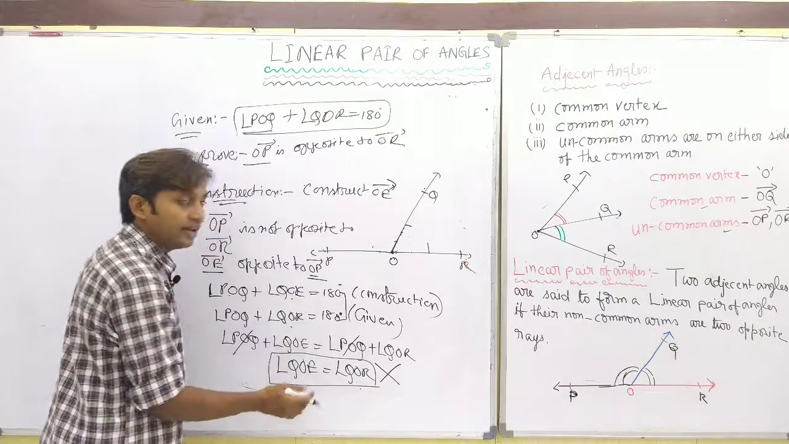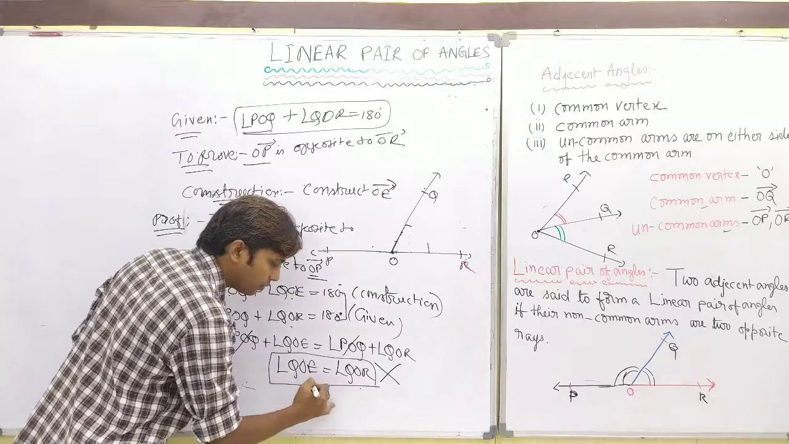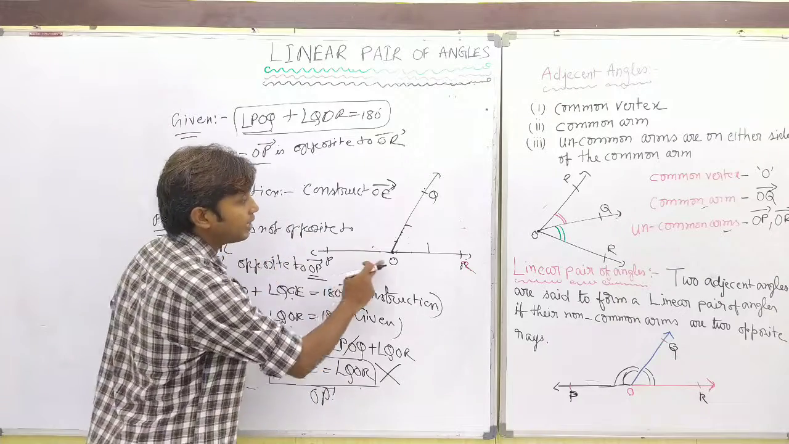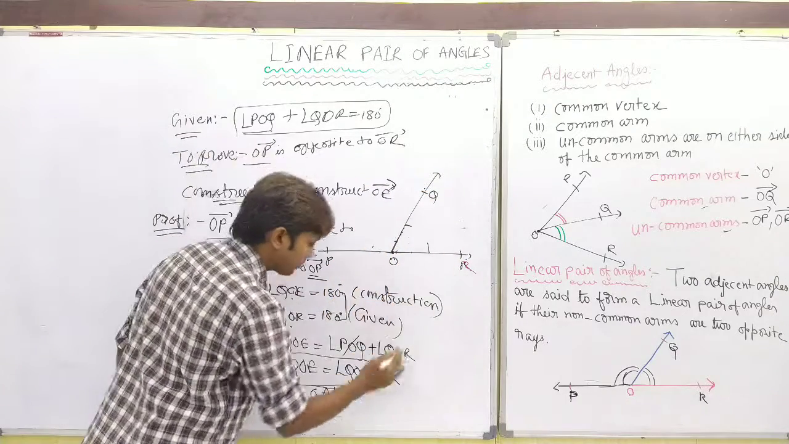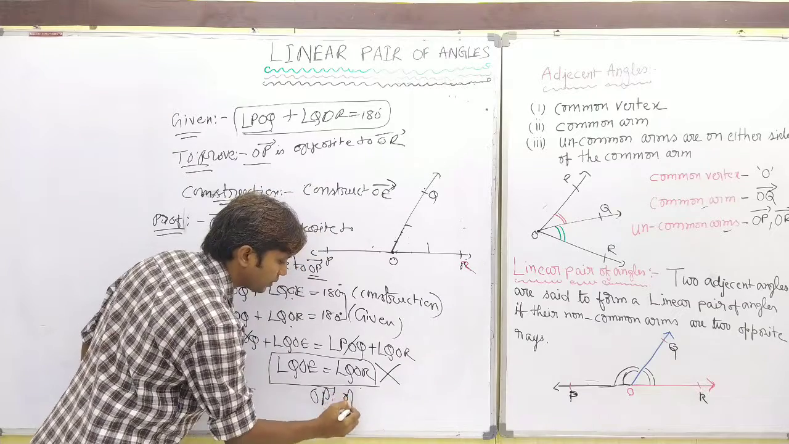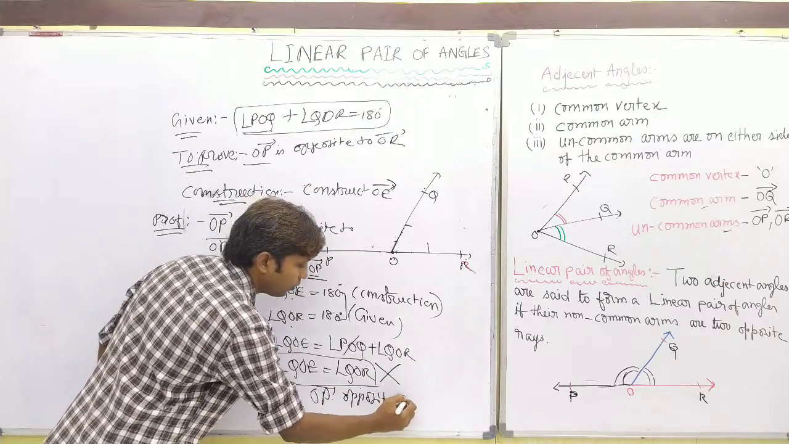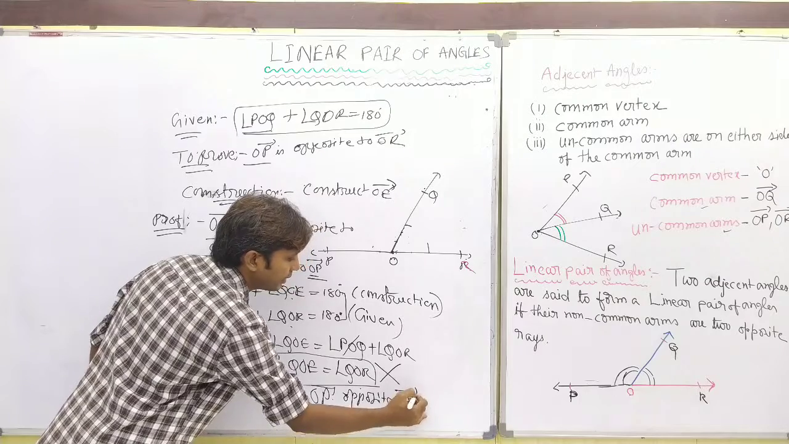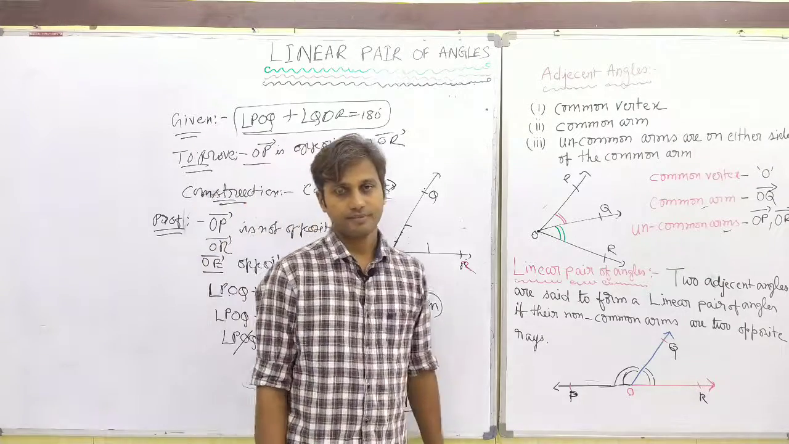So due to this contradiction, finally what can we conclude? OP is in no way opposite to OE. There doesn't exist OE. That means it is opposite to OR only. So we could finish our task.